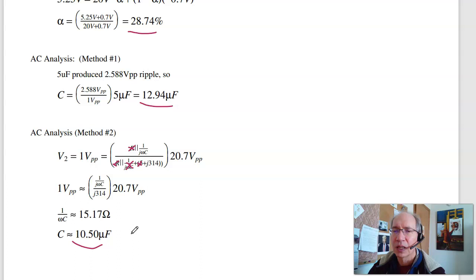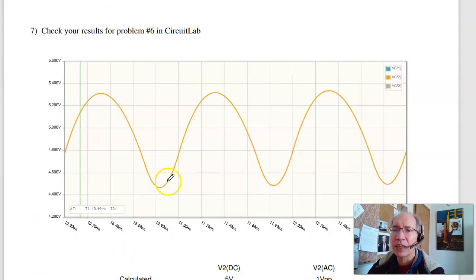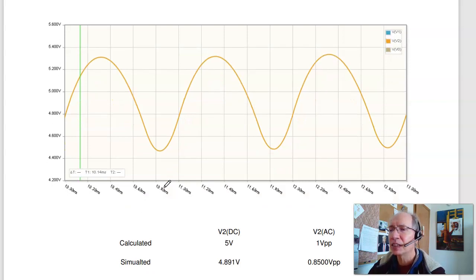Third way is just like we did before. Assume capacitor 0, calculate the ripple, see what percentage C should be relative to the output. Basically 10, 12 microfarads in there. If I try it, here's what the output looks like. Again, notice it looks almost like a sine wave. That tells me that my assumption that it's just the first harmonic isn't that far off.